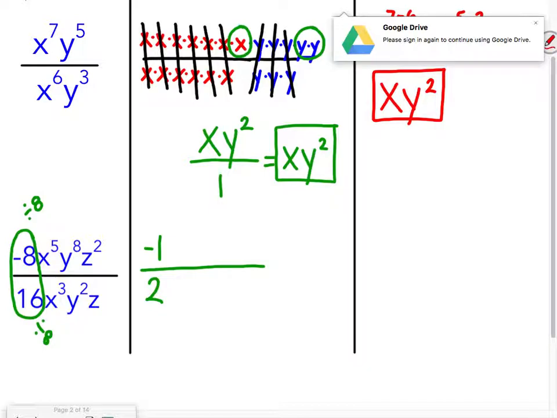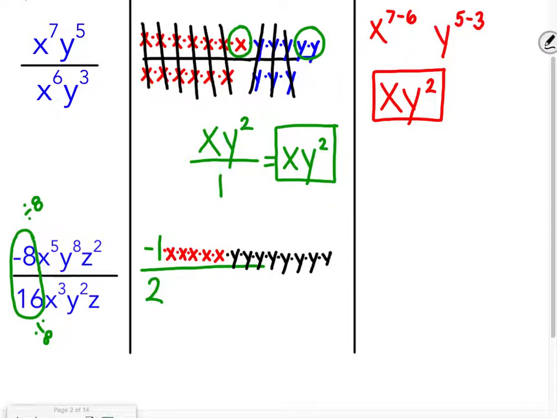Then I will expand. So 5 x's, 8 y's, and 2 z's. On the bottom, I have 3 x's, 2 y's, and 1 z. You'll notice I'm kind of lining up my variables. If you want to do that, if it helps you, you can.